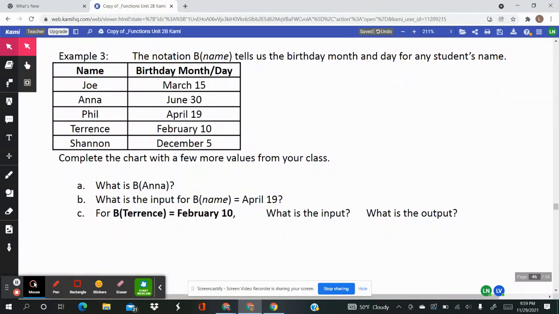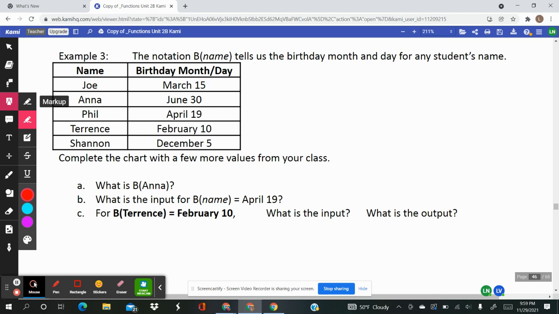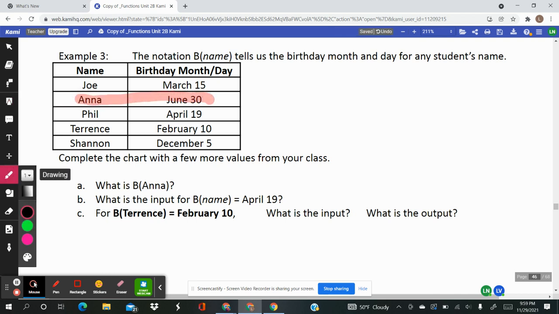So example 3, the notation B of name tells us the birthday month and day for any student's name. So if we look at Joe, his birthday month and day is March 15th. Anna is June 30th, Phil is April 19th, Terrence is February 10th, and lastly we have Shannon at December 5th. So we're going to complete the chart with a few more values from your class. Letter A, what is the birthday of Anna? Well, I'm going to find Anna, and her birthday is June 30th.